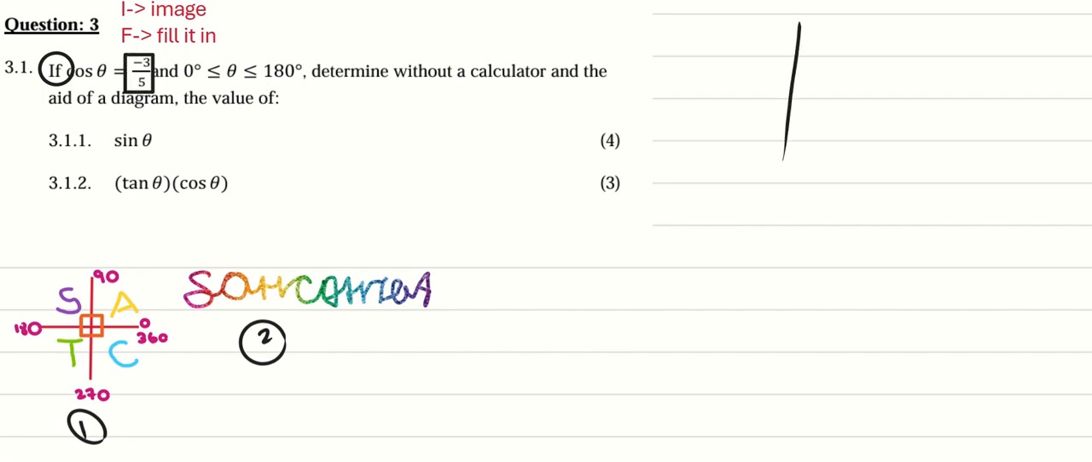So let's see. Cosine is negative in this quadrant and this one, right? Quadrants 2 and 3. But that's not enough to pinpoint where this needs to be drawn, and so the second piece of information can help us figure that out. Theta is between 0 and 180, which means it's between here and here, right? This is 90 and another 90, and so this is a straight line, 180 degrees, and so therefore it has to be this quadrant. And now we can draw our image in this correct quadrant.